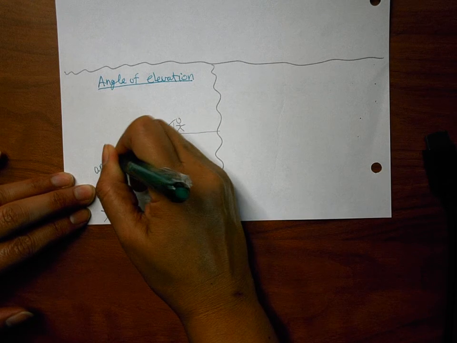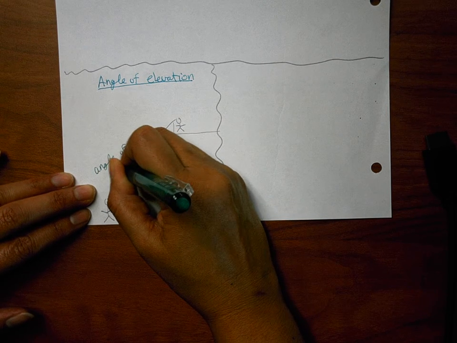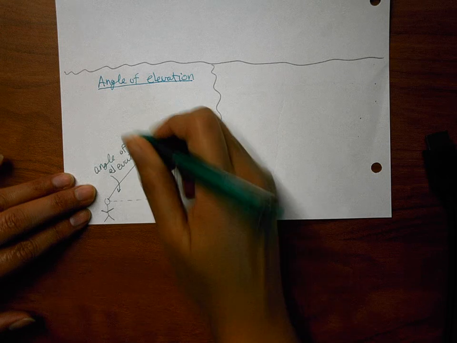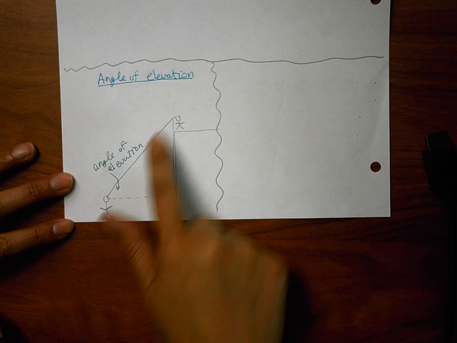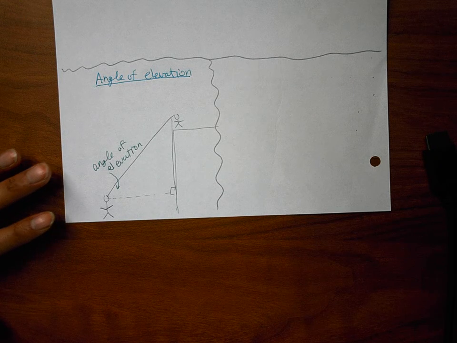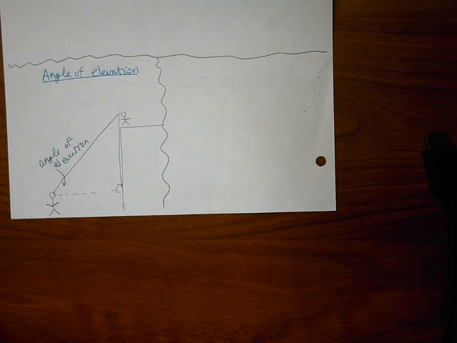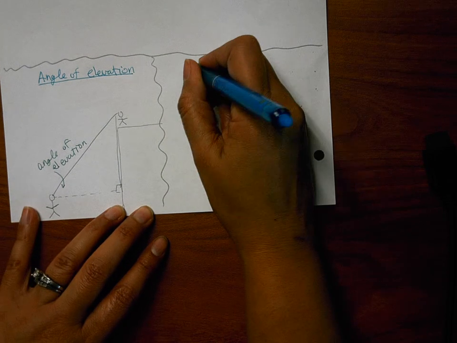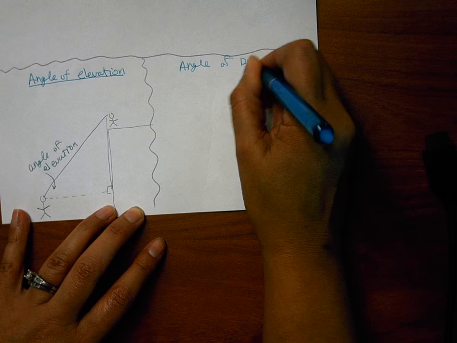Okay, so let's make a note. This here is angle of elevation. To elevate, to lift up, to look up. Elevation means you are looking up. You are down, you're looking up at a bird, at an airplane, at a person at the top of a building, whatever it may be.